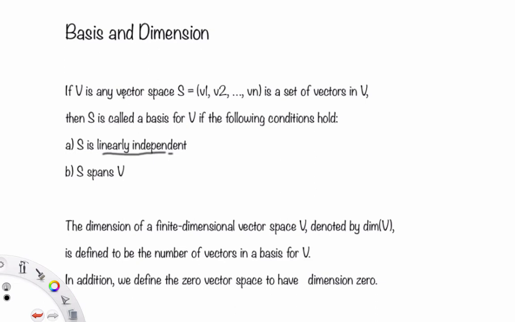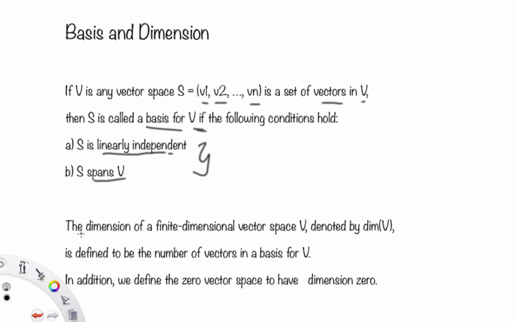The definition of basis is that if S, containing v1, v2 up to vn, is a set of vectors in a vector space V, then S is called a basis for V if the following conditions hold. We have only two conditions that have to be held. The first is that S has to be linearly independent, and the second is that S spans V.